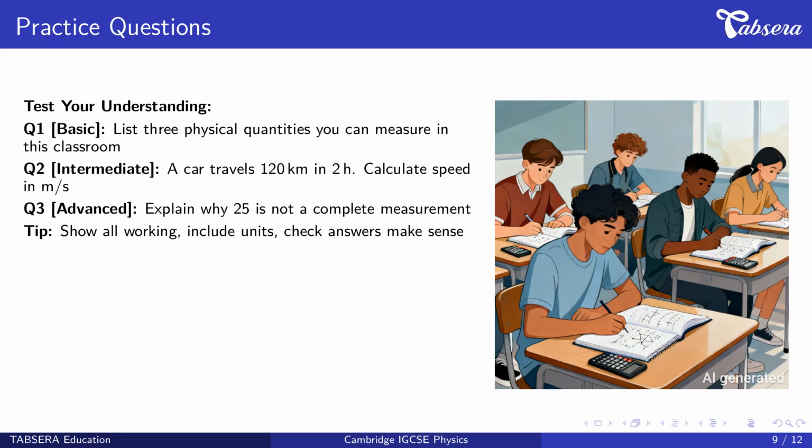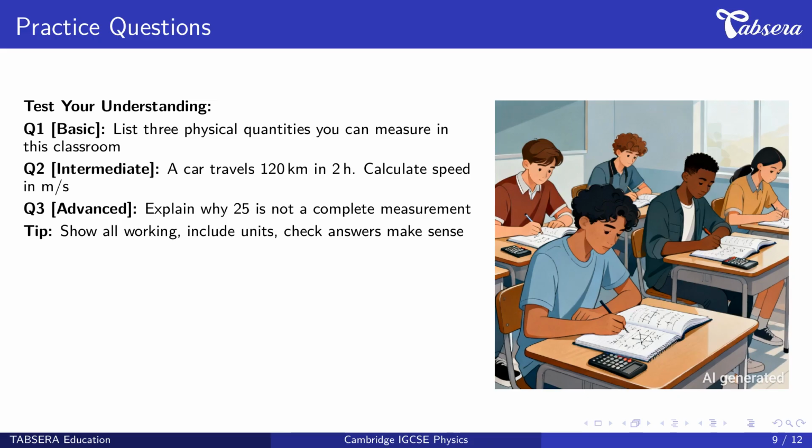Now practice what you've learned with these 3 questions. Question 1 is basic level. It asks, list 3 physical quantities you can measure in this classroom. Think about measurable properties around you. Length, mass, time, temperature are all possibilities.